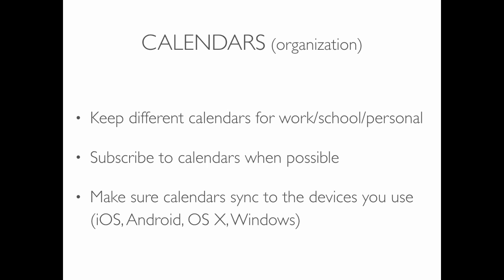The other thing is to make sure that the calendars are actually on the devices that you use. So if you use an iPad and a phone and your computer, make sure that whatever calendar system you're using can be on all those devices. Because there's times where you don't have access to your computer, but you have access to your phone. You still want to be able to see what that calendar is.